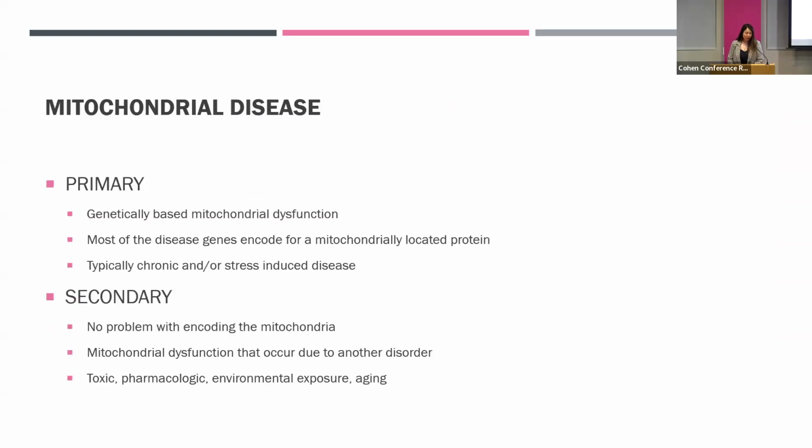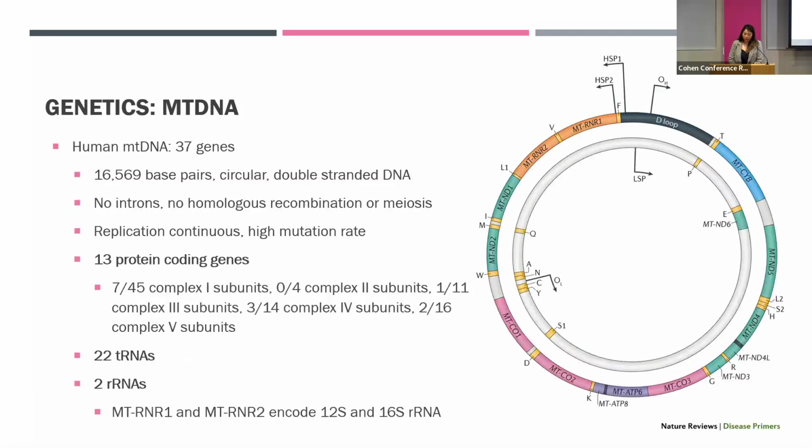When we talk about human disease, for mitochondrial disease, we'll break it down into two camps. So today we're mostly talking about primary mitochondrial disease. That means these are genetically based mitochondrial dysfunction, and most of the disease genes encode for mitochondrial located protein. These disorders are typically chronic to some degree, but they do present maybe in the acute setting or are stress induced. In the news or in other literature, when you think about maybe more adult diseases, you'll hear about secondary mitochondrial disease. So there's no problem with the genetic encoding of the components of the mitochondria, but over time, either due to aging or diseases or environmental stressors, you may induce mitochondrial dysfunction and cause early problems with how the mitochondria function. So we'll focus on primary mitochondrial disease.